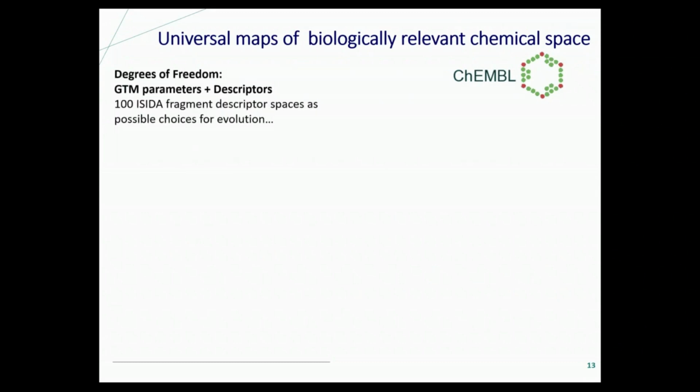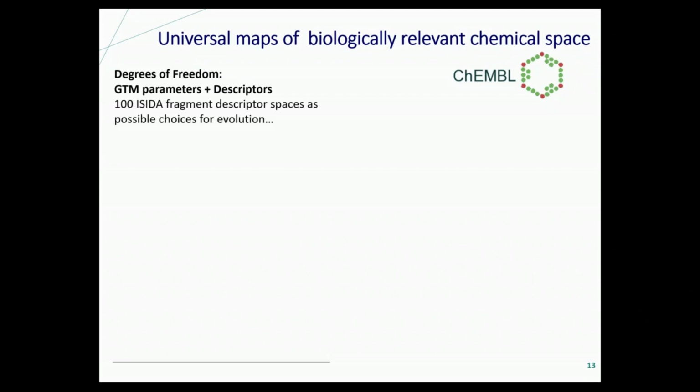And to this purpose, we built what we call universal maps. There's a lot of degrees of freedom when you build a map like this. First of all, it has the intrinsic parameters, which I mentioned, the number of nodes on the grid, the number of Gaussians, which are used to model the manifold. Like the more Gaussians you have, the more flexible the manifold becomes.